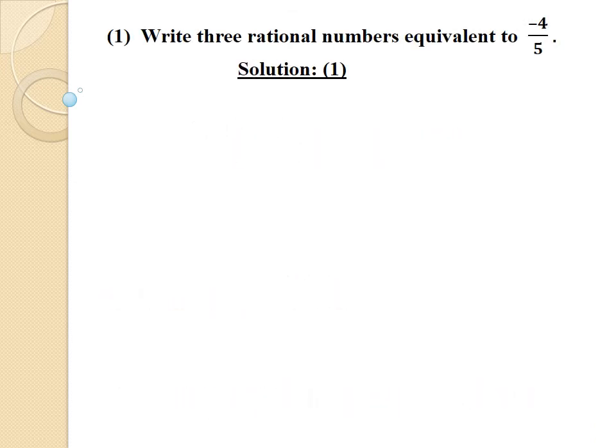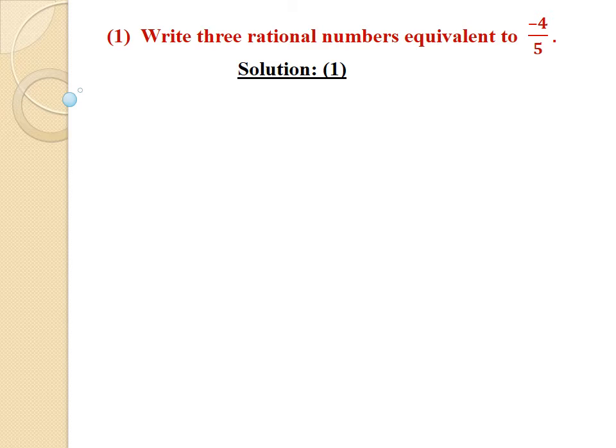Sum number 1. Write 3 rational numbers equivalent to -4 upon 5. Students, before solving this sum, let us quickly review the meaning of rational number. A rational number is defined as a number that can be expressed in the form of A upon B, where A and B are integers and B is not equal to 0.